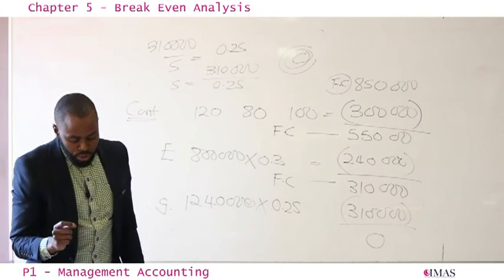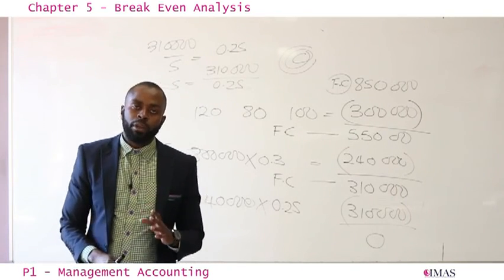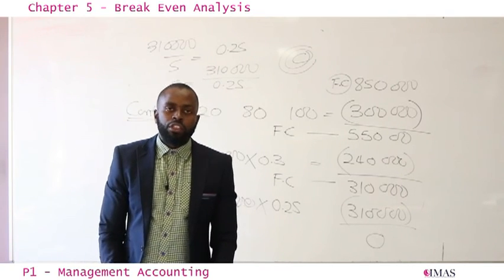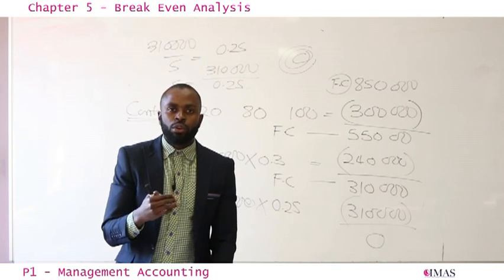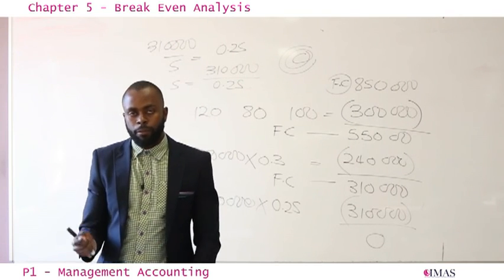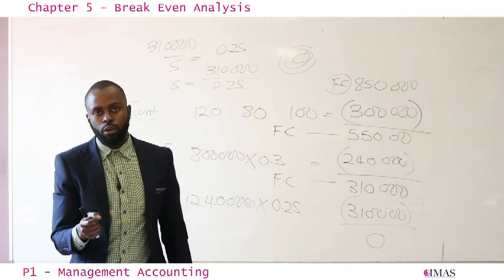What's important to understand is, on multi-product CVP analysis, when we calculate our break-even point, we're making an assumption that our predetermined mix is always going to be constant. That's how we calculate our multi-product CVP, or multi-product break-even point.